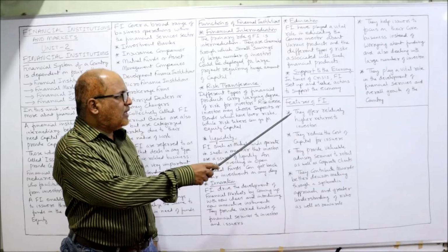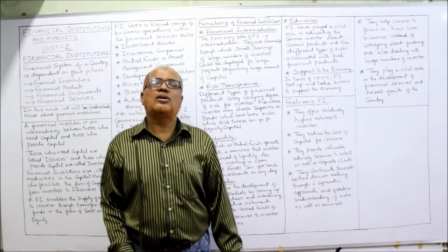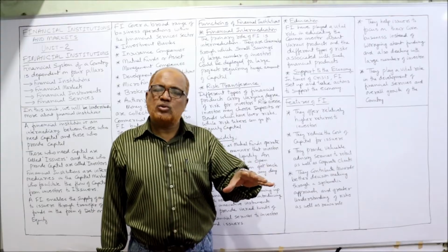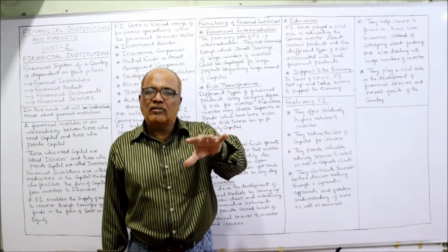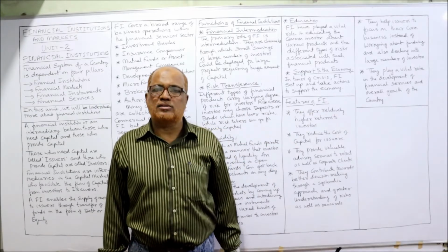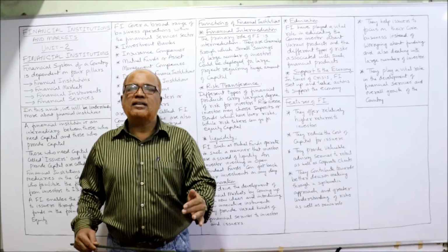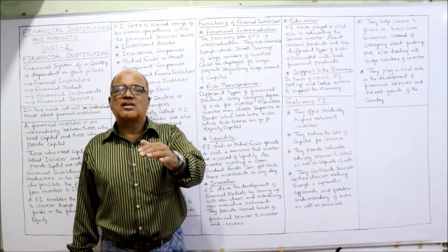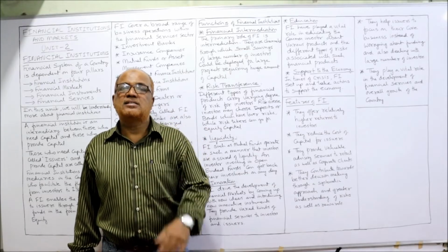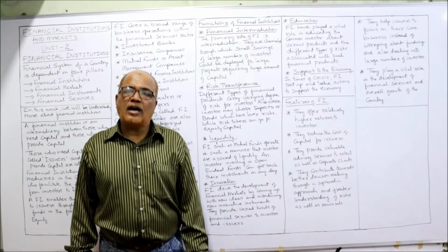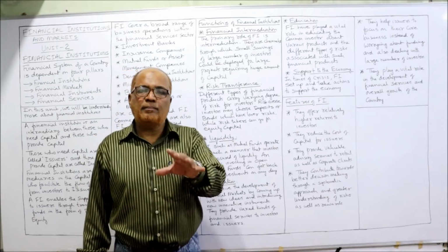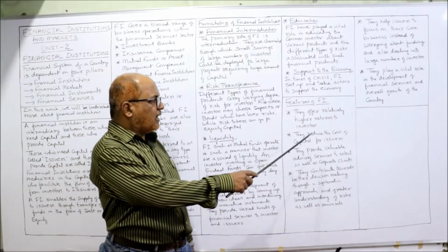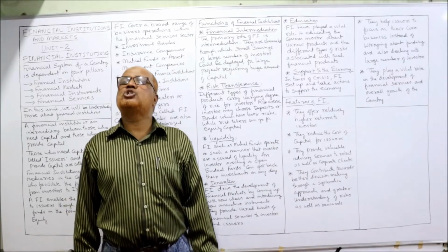The first one, they offer relatively higher return to investors. Remember, these financial institutions will help investors and also issuers. So by taking the help of these financial institutions, the investors can be able to maximize the return. They will get a higher return if they make use of these financial institutions. Secondly, they reduce the cost of capital for issuers.